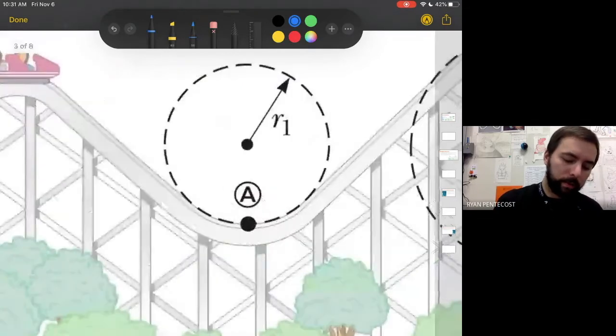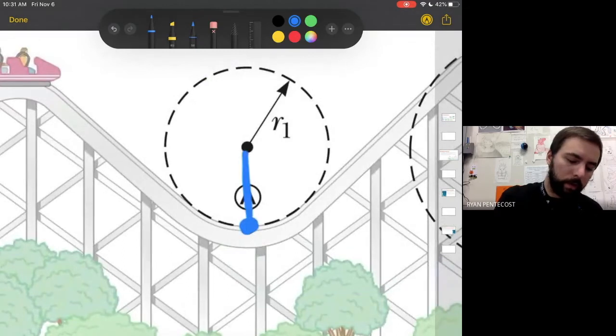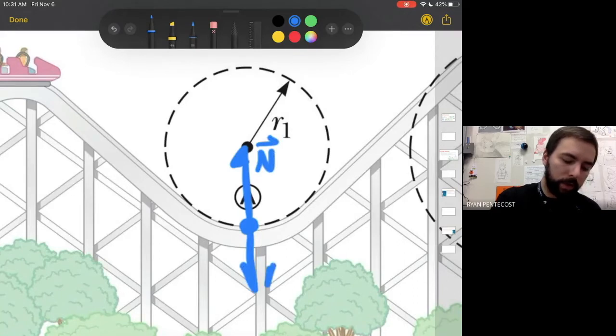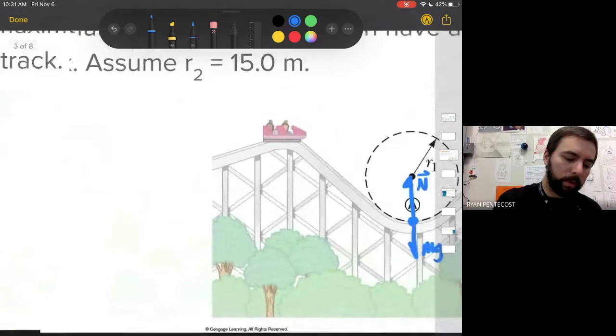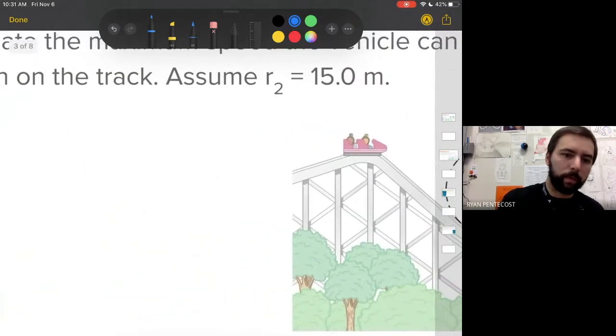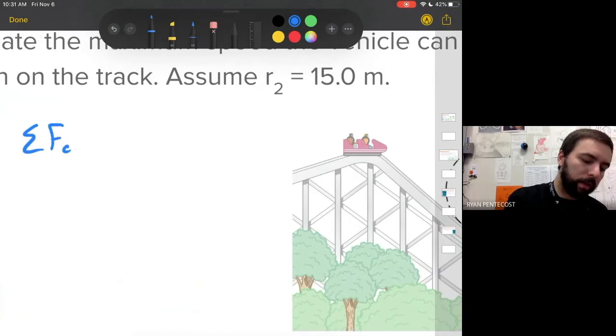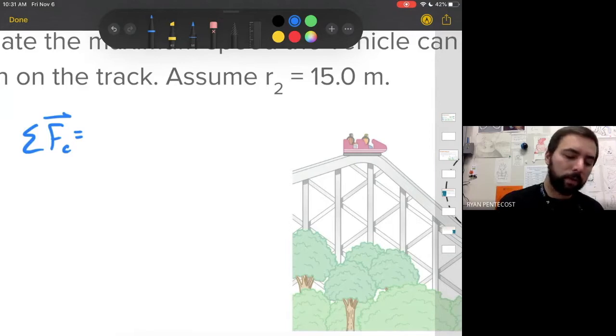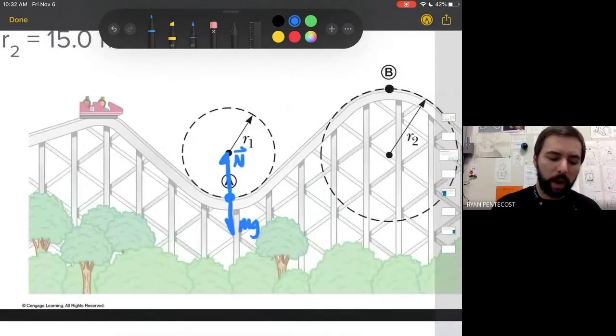We've got normal, and we've got mg. So if we want to look at the centripetal force, right, that's what we're calculating. It asked to calculate the force on the track. Now we need to think about this. What would be the force on the track? Well, we would need to think about Newton's third law here, right? So the track is exerting a force on the car, keeping it in its path, right? That would be our normal force.